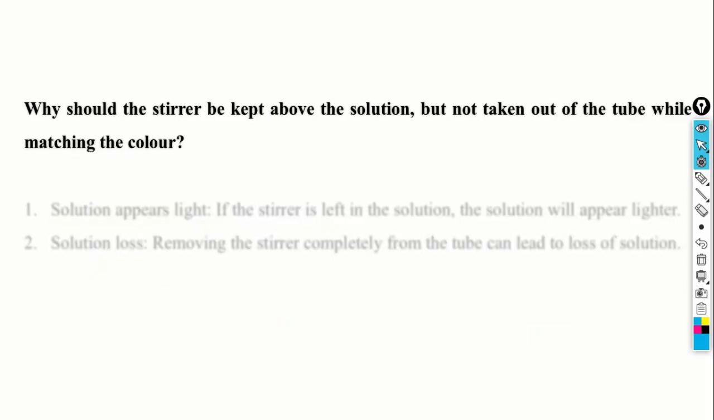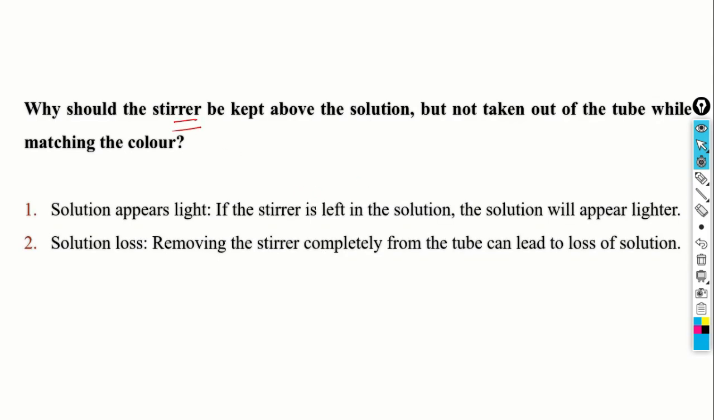Why should the stirrer be kept above the solution but not taken out of the tube while matching the color? This is the main thing you have to remember while doing the procedure. You should not take the stirrer out of the solution. Why? Because if you take it out, the solution appears different. If the stirrer is left in the solution, it will appear light. If you take it out, you may see a different color. If you keep it in, you will see a different color.